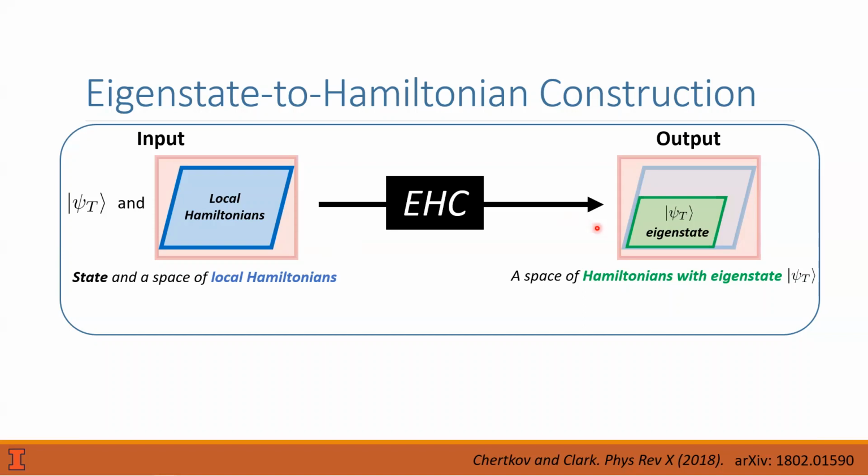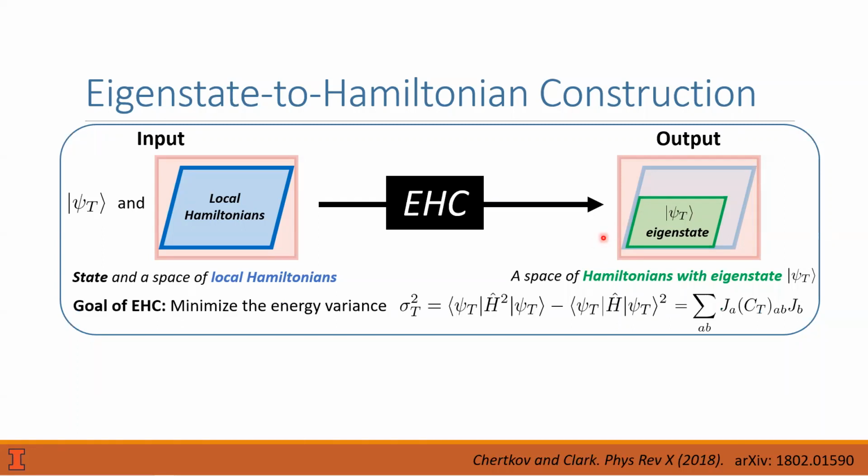And then as output, you find the space of Hamiltonians with that state psi t as an eigenstate. The way this is done is by minimizing this objective function, which is the energy variance of your state with respect to the state psi t. The idea here is that for an energy eigenstate, the energy variance should be exactly 0. So if you can make this quantity 0, then you found Hamiltonians with your state as an eigenstate.